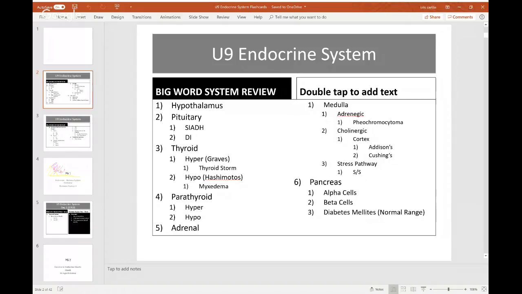DKA, HHS, they are both hyperglycemia. There's a little bit of a difference between them. What's the difference? So Hala, what's going on with DKA? It's also known as diabetic ketoacidosis. So the ketone bodies are finding their way into urine, and so the H plus, the hydrogen ions, are elevated in the body.